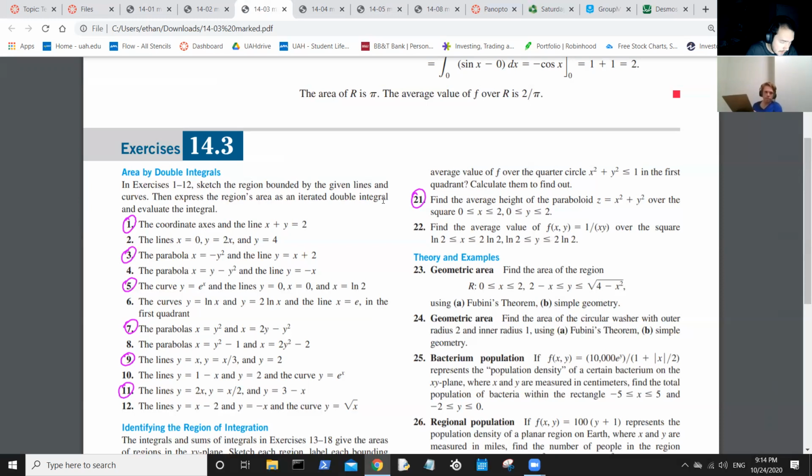y equals e to the x is the traditional e to the x function. And then we have x equals ln2, so a vertical line at ln2. I don't know what that value is. I don't actually need to know what that value is. I'll just put an arbitrary vertical line.